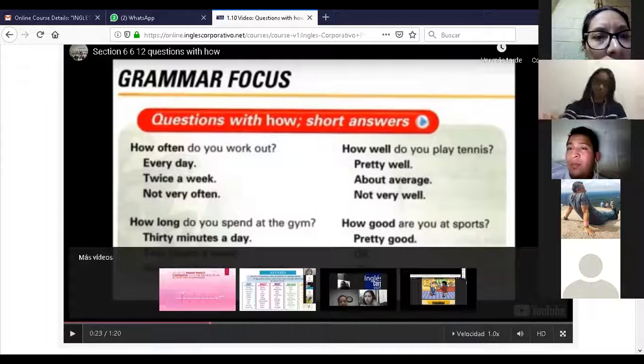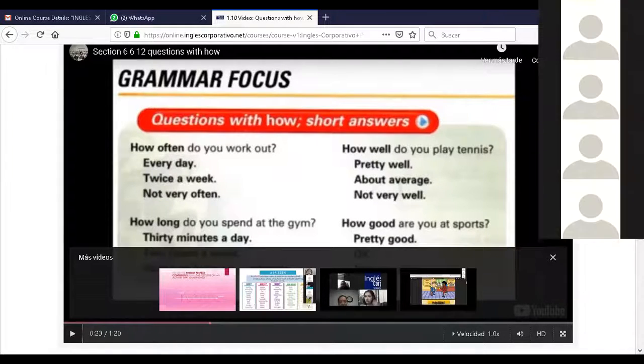Not very well. No, muy bien. Ajá. ¿Cómo decimos eso? ¿Qué también hablas alemán? ¿Cómo? How well do you speak German?